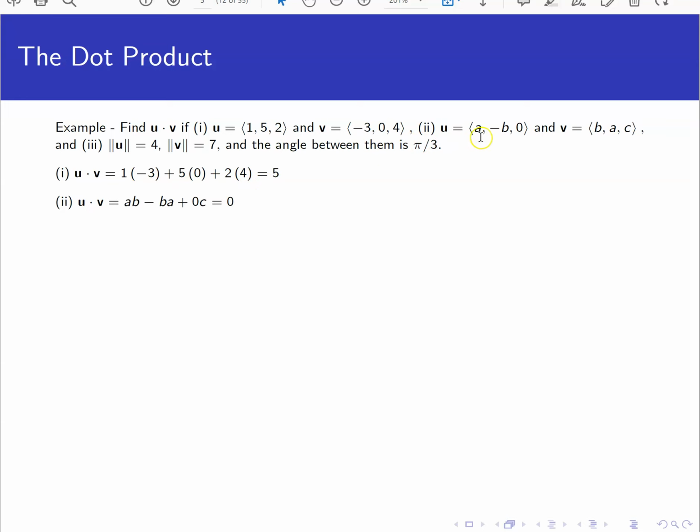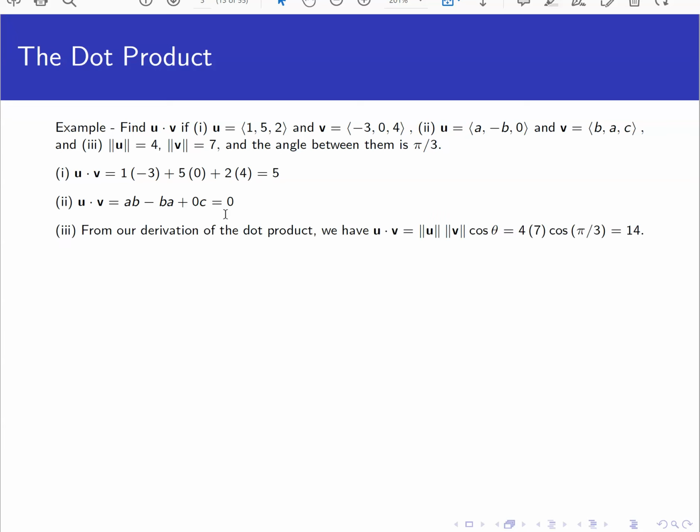For the vector u equal to ⟨a, -b, 0⟩ and v equal to ⟨b, a, c⟩, we would have a times b, and then minus b times a, plus 0 times c, and no matter what a, b, and c are, that's going to always simplify to 0.